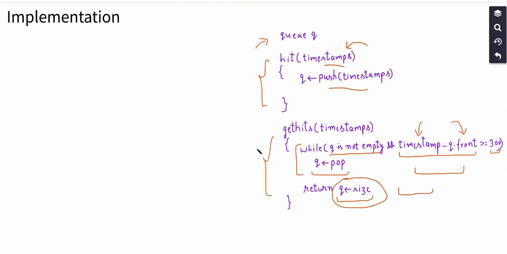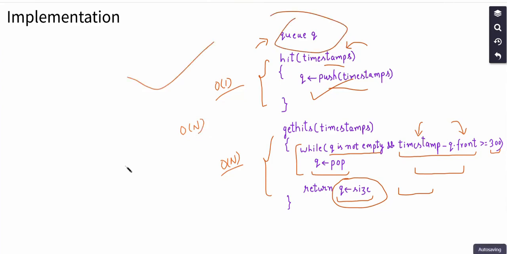Pretty easy implementation. We can discuss the time and space complexity right here. We can see that the time complexity of hit is constant because all it is doing is just performing a push operation, while the time complexity for this get hits function may go up to big O of n if n is the number of elements in the queue in the given input. And the space complexity is linear because I'm using this queue here. So this is a very naive implementation of a typical hit counter.